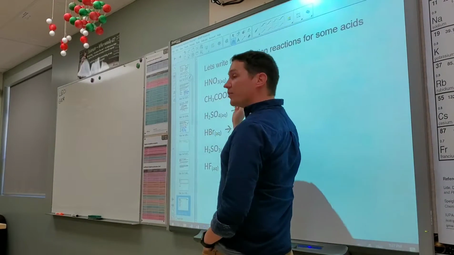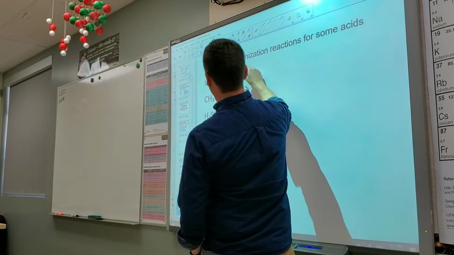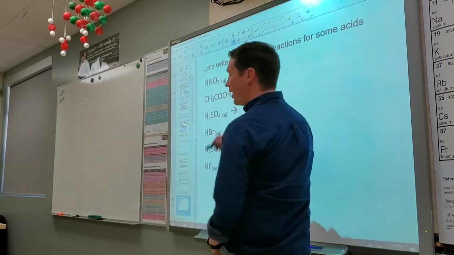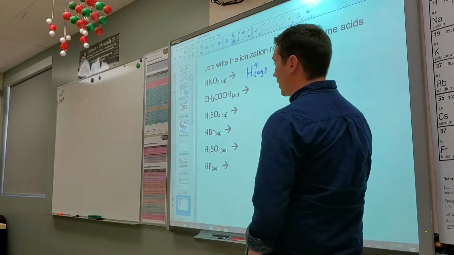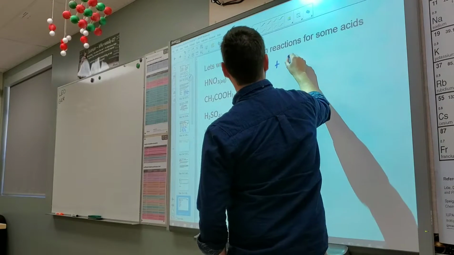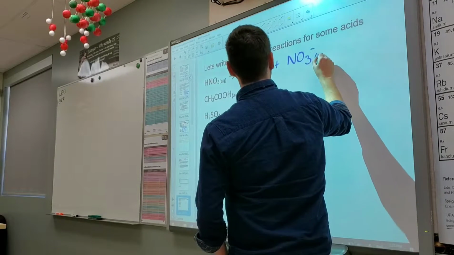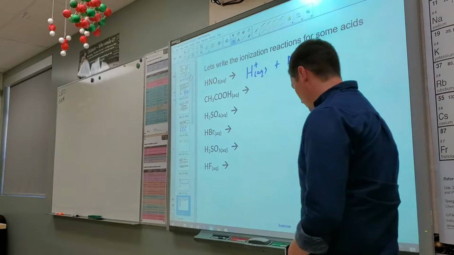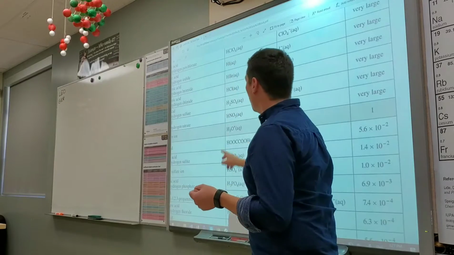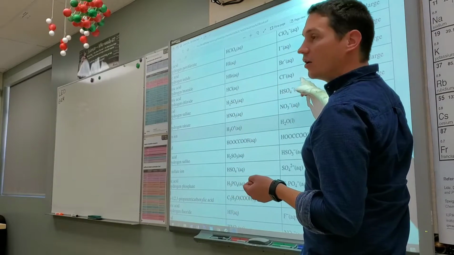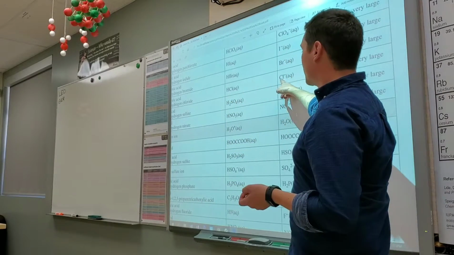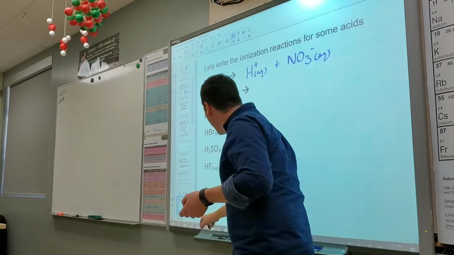So HNO3, what's it going to make? One hydrogen ion, and what? How many NO3s do you see in here? One. So NO3 minus aqueous. It makes a single hydrogen ion, and whatever you slide your finger over to see in the other column. It's called the slidey finger rule.